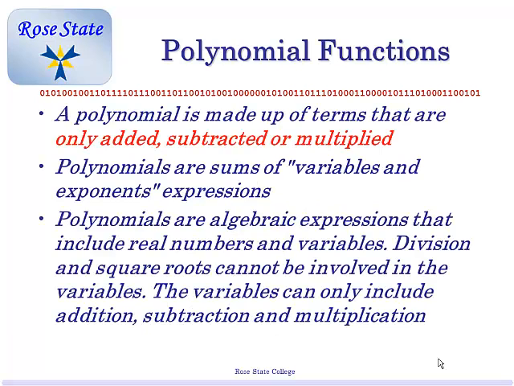A polynomial function is made up of terms that are only added, subtracted, and multiplied. They're sums of variables, sums of exponents, that kind of stuff. They're algebraic expressions that include real numbers and variables. Division and square roots cannot be involved, and they have to be whole numbers. They can only include addition and subtraction. So a P problem cannot involve division, cannot involve decimals, stuff like that.